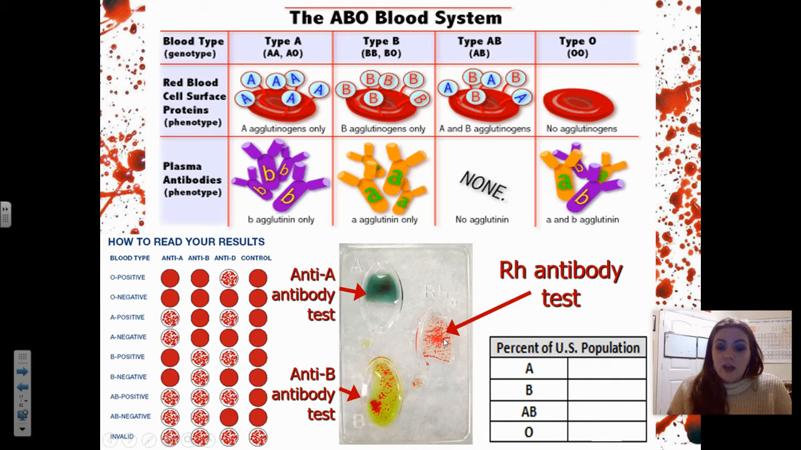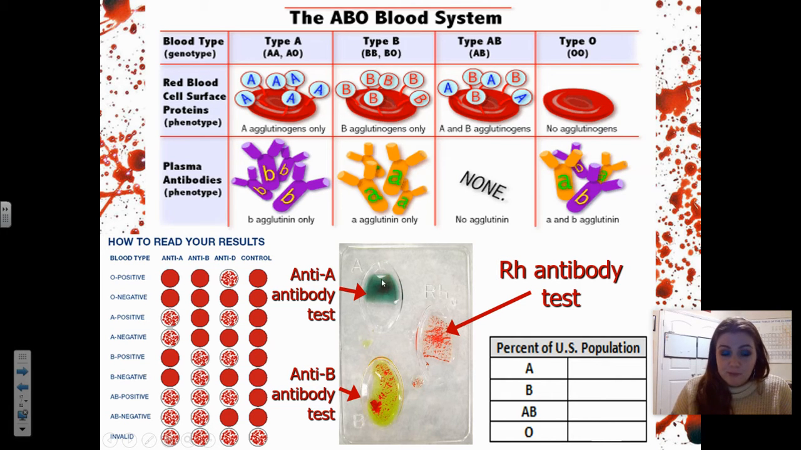If I have antibody Rh, then it clumps on the positive protein that's on their cell, which is Rh. So basically, if you see clumping, they have that blood type. Okay, so it seems a little weird at first, but it's actually really straightforward. If you see clumping, they have that blood type.